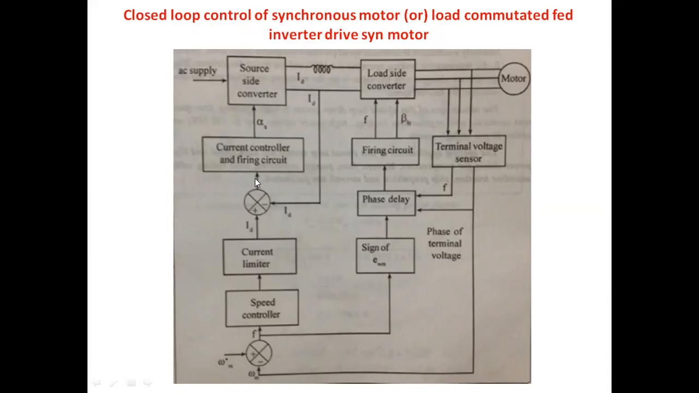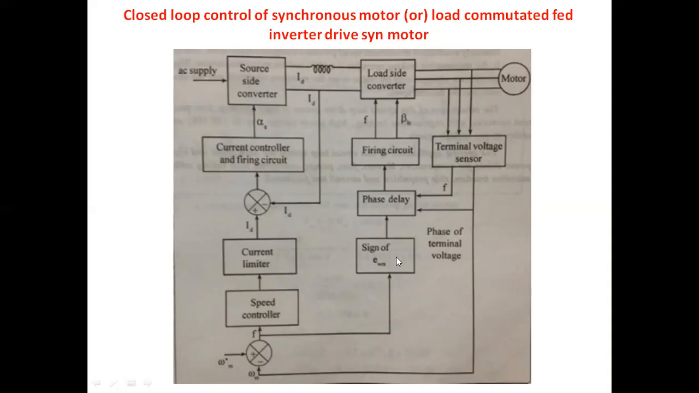Obviously we have to generate the firing pulses for the source side converter, I mean the rectifier. For that, we are converting this current parameter into a voltage parameter with the help of this current controller, and a firing circuit is also placed. With the help of that firing circuit, we are comparing the two signals. Based on that, the switching pulses are generated for this source side converter. So the switching pulses are generated for the source side converter, the rectifier, with the help of the speed and current signals.